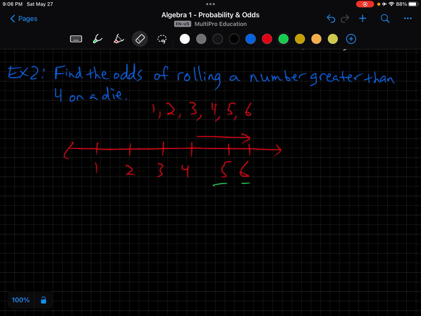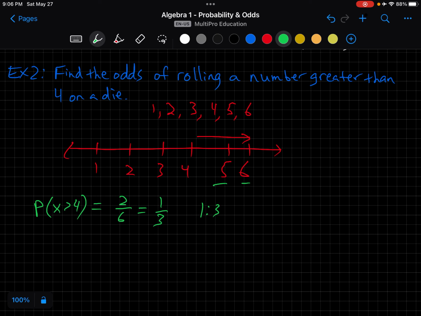Let's write this out, actually. What we're looking for is the probability that x is greater than 4. Alright, so we found 2 out of 6 possibilities, which is 1 out of every 3. Or we can write it as a 1 to 3 ratio.